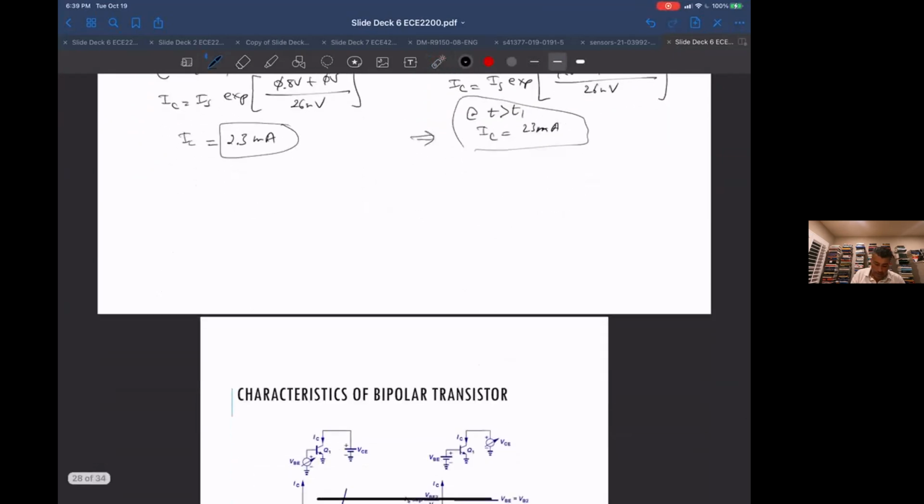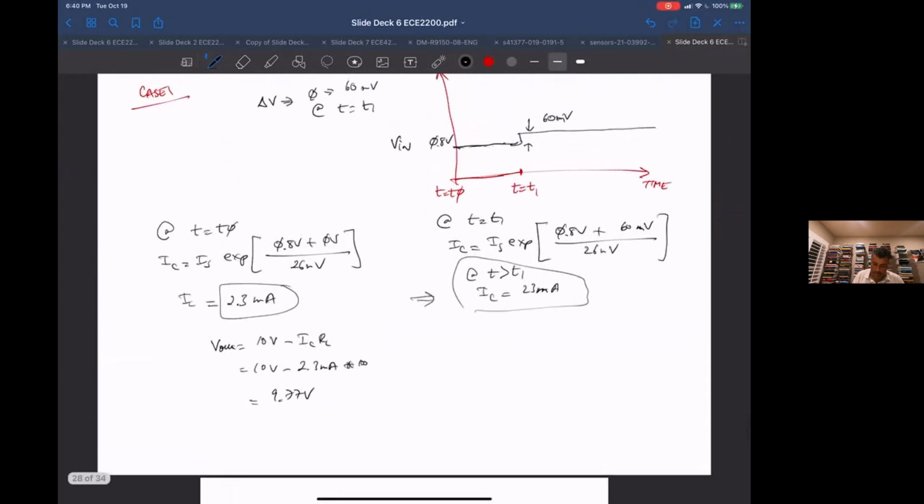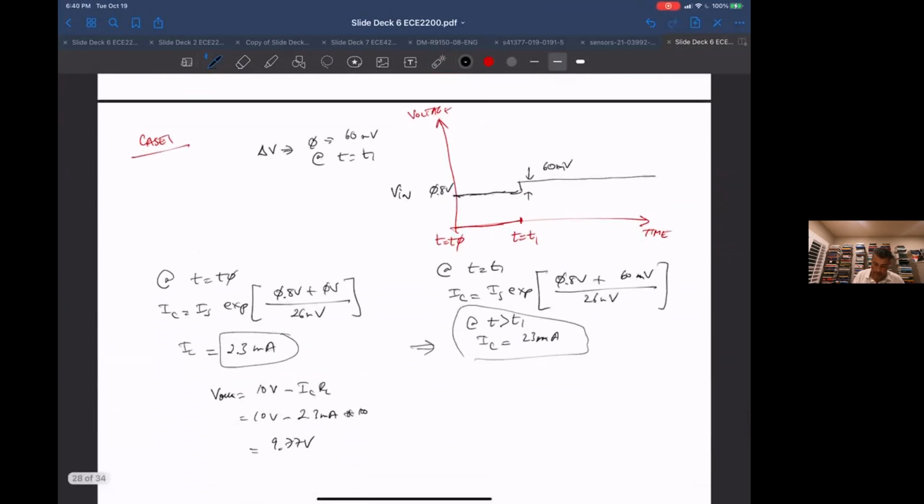So what is going to happen here? For V out, at this point, V out is going to be 10 volts minus I_C R_L. So 10 volts minus 2.3 milliamps times 100. So it's going to equal 9.77 volts. So my V out is going to be way up here.